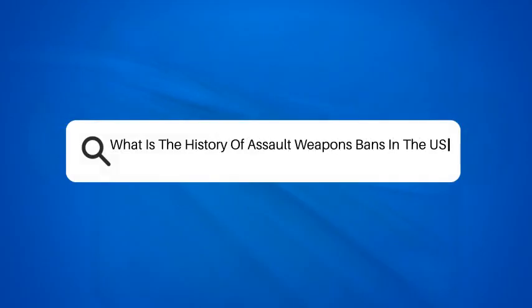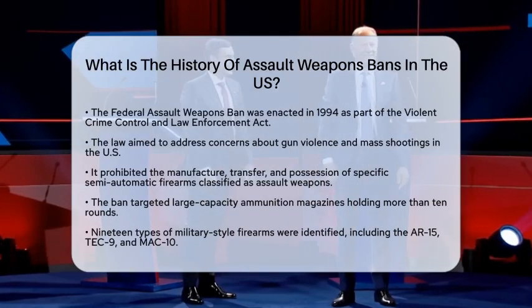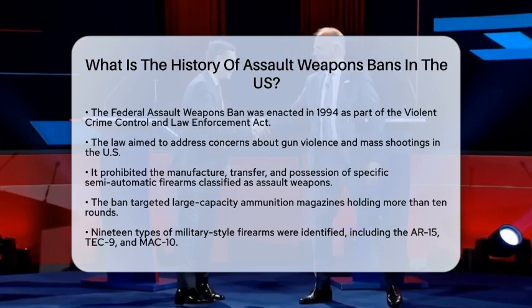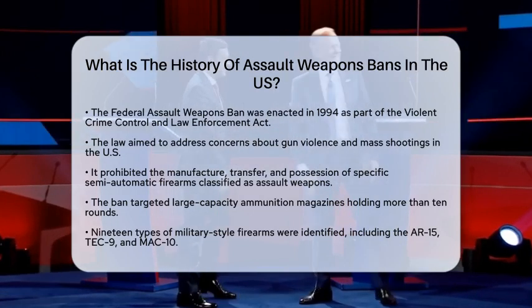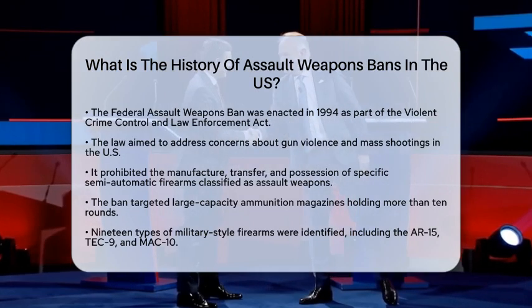What is the history of assault weapons bans in the U.S.? Have you ever wondered how the United States came to have laws around assault weapons? The story begins with the federal assault weapons ban, enacted in 1994.